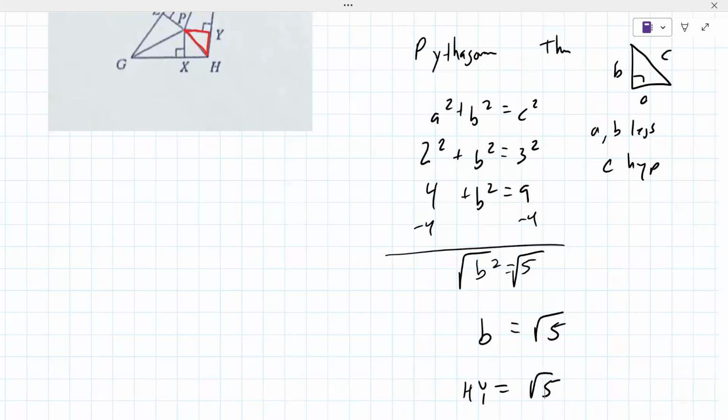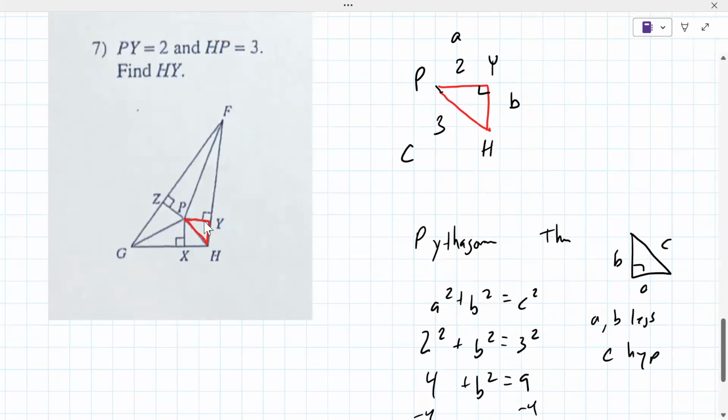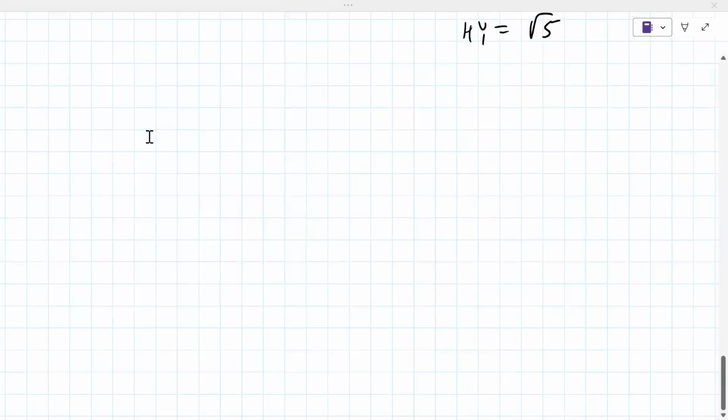Okay. Any questions on that before we move on to the next one? No. Okay. It's really important to break apart that triangle. The hardest thing is probably identifying it, but once you do that, you'll be in good shape here.